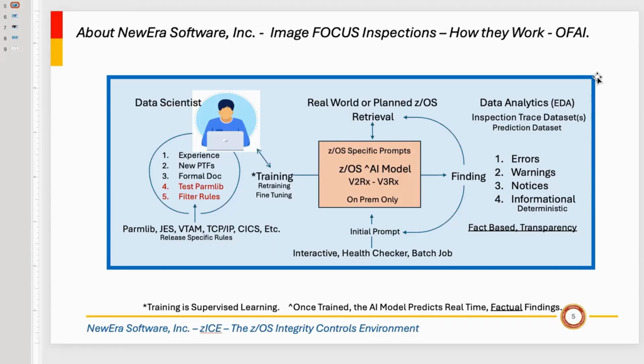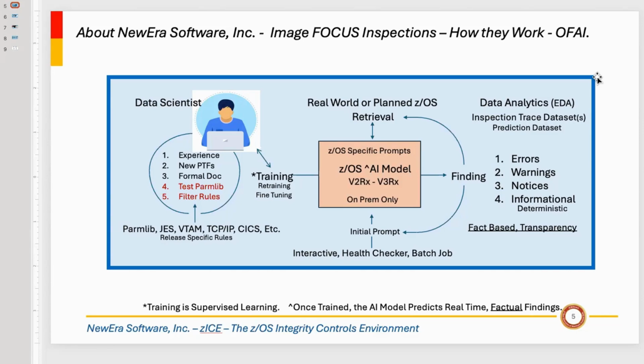Now, the outcome of the model are findings, and as we produce them, they are errors, warnings, and notices, or simply informational. They are, in fact, deterministic. That is, that we know in advance what the finding will be under certain circumstances. That's part of the training.